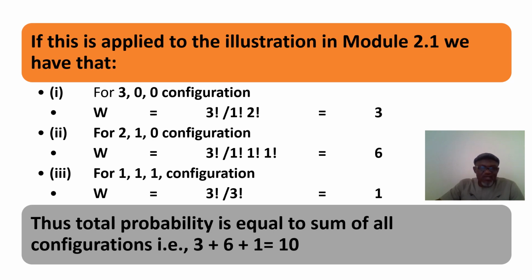Then for the 1, 1, 1 configuration, we have 3 factorial over 3 factorial because all the 3 atoms took 1 energy level, that is 1, 1, 1, and that is giving us 1. So if you remember, in module 2.1, we also got 3 plus 6 plus 1, which is equal to 10. So we have solved this using the thermodynamic probability instead of using the diagram of the boxes.